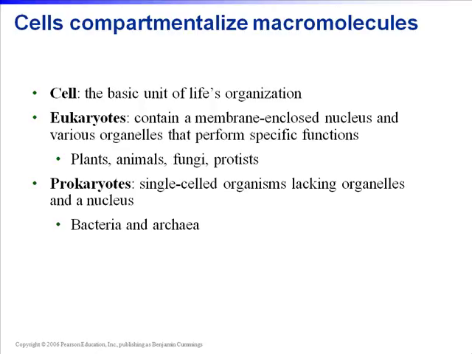We can group cells into two main categories that you need to know about. There are eukaryotic cells, or eukaryotes, and prokaryotic cells, or prokaryotes. Let's look at the different types here. Eukaryotes contain a membrane-enclosed nucleus and various organelles that perform specific functions. These are the types of cells that plants, animals, fungi, and protists have. Prokaryotic cells are single-celled organisms that lack organelles and lack a nucleus. Examples are bacteria and archaea.